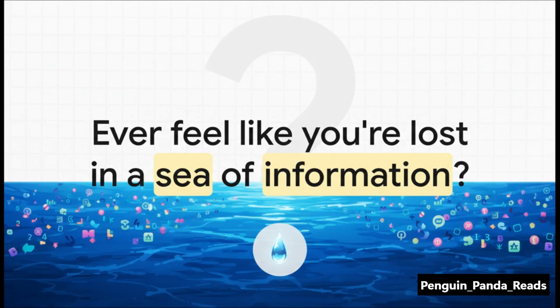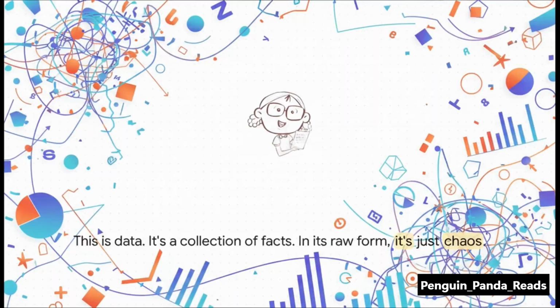You're constantly getting hit with facts and figures and all sorts of stuff. It can honestly feel like you're just drowning in it, trying to find one specific thing in a whole ocean of noise. And this image right here, this is the heart of the problem. This is what we call raw data. All the answers you're looking for might be in there somewhere, but when it looks like this, it's just a bunch of chaos, a totally disorganized, confusing mess.